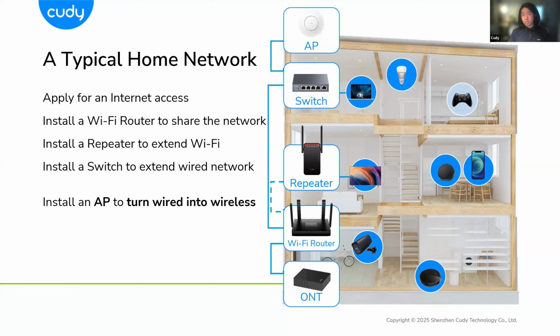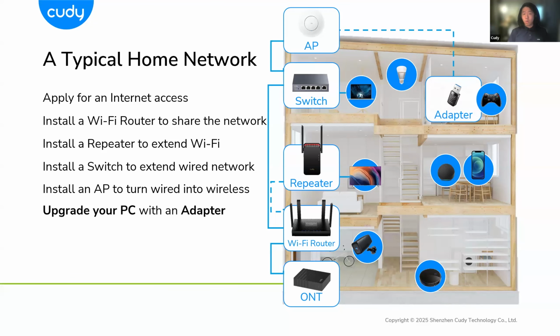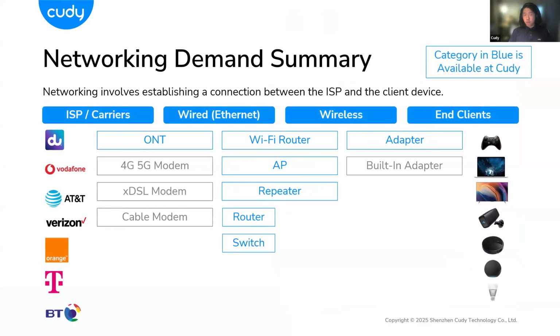What about the last gaming console or PC that's outdated and doesn't have good Wi-Fi connectivity? We can upgrade it with a Wi-Fi adapter. Now we have finished the task. As you can see, it's quite easy. Home networking essentially builds the bridge from the ISP to the end clients. That involves the ONT, the Wi-Fi router, and the adapter. Maybe some end clients already have a good adapter, so we don't need to upgrade it.